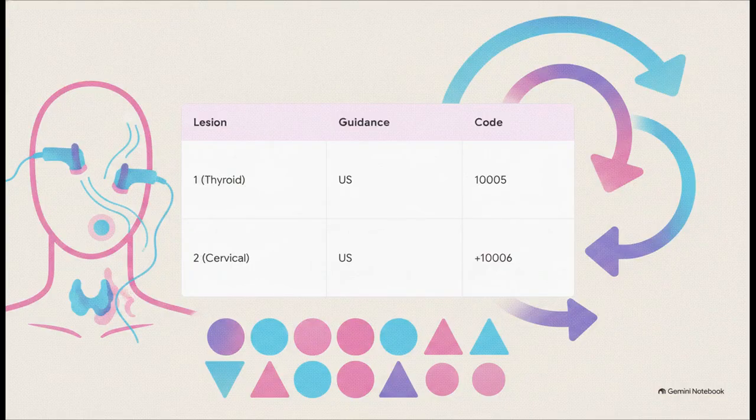Now contrast that first scenario directly with example 2. Same patient, same 2 suspicious lesions in the thyroid and cervical regions. But this time, the physician uses ultrasound guidance for the thyroid lesion and then sticks with that exact same ultrasound guidance for the cervical lesion too. Because we have 2 different lesions evaluated with the exact same guidance method, the rules completely change. We use the initial code 10,005 for the first lesion, and that triggers the add-on code, plus 1006 for the second lesion. See the difference?